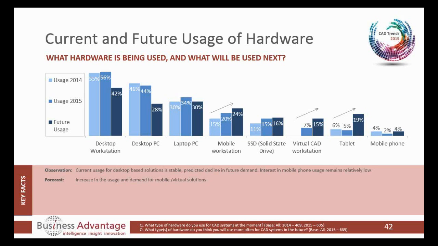We also looked at the use of 3D models. So there's quite a lot of information, again, that's available in the full report rather than just the brief overview that we're giving today in our webinar. But let's look at the current and future usage of hardware. As you can see, the usage on desktop workstations and desktop PCs is very similar to last year, very slight increase, not significant in desktop workstations, and a slight decrease in desktop PCs.